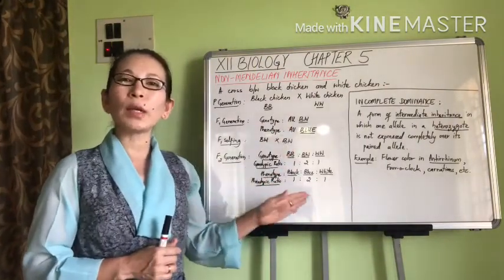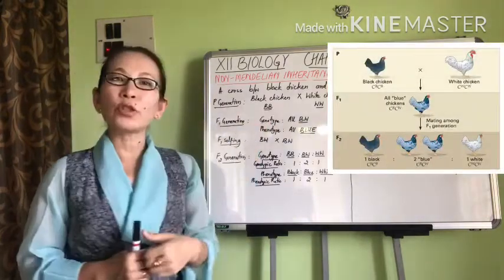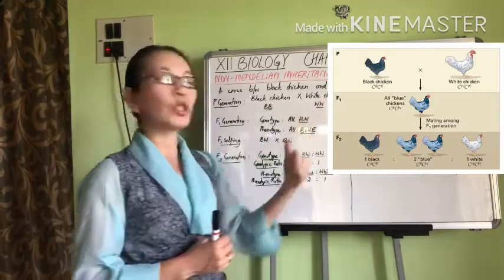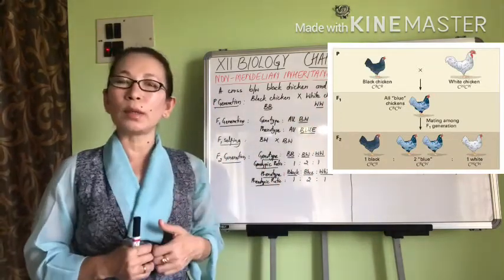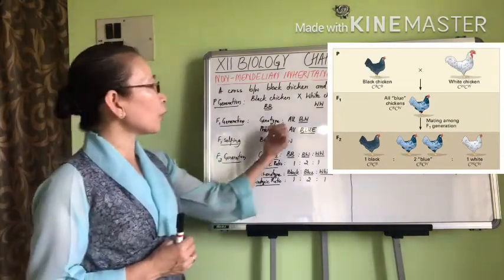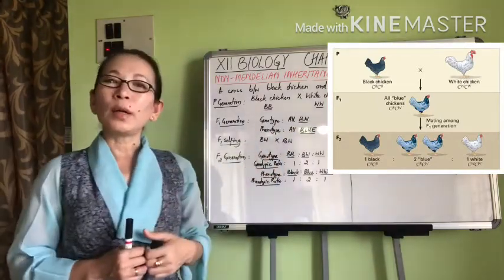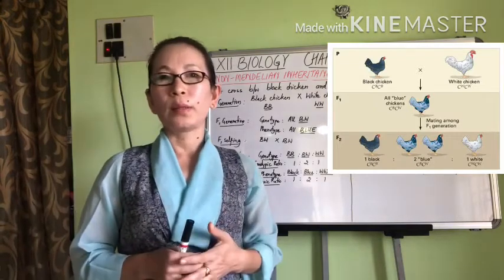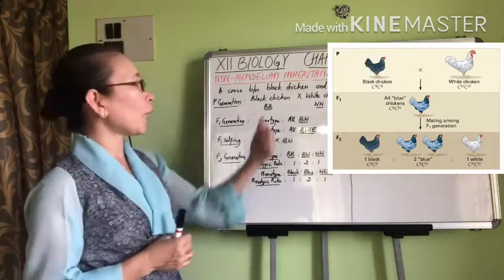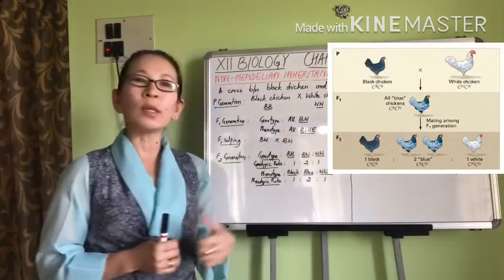Now you can see a similar pattern as in the case of flower color in Snapdragon. So when a true breeding black feathered chicken with capital BB genotype was crossed with a true breeding white feathered chicken with the genotype capital W, capital W, what they observed was that all of the F1 had a heterozygous capital B, capital W genotype, and all of these F1 chicken had blue feathers. So it is again a very different phenotype or feather color as opposed to the black and white feather color in the parents. So they had a new phenotype which was blue feather color.